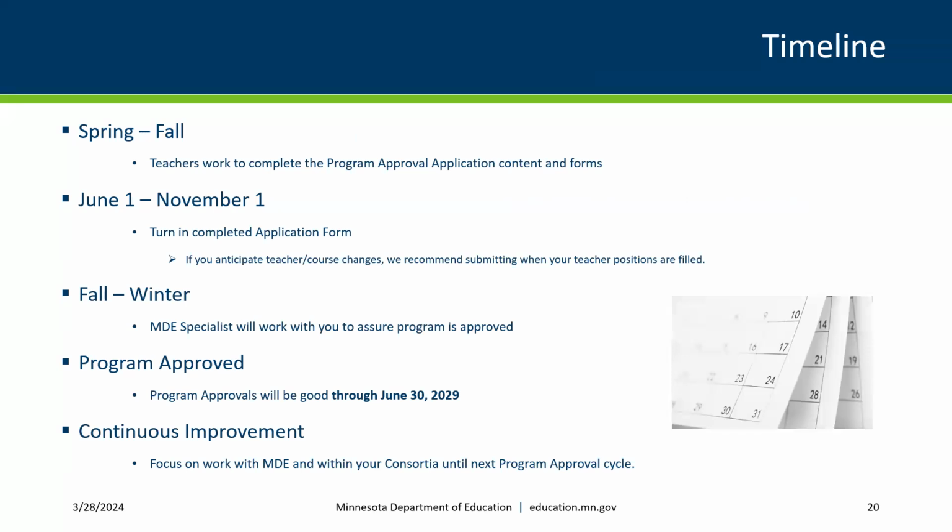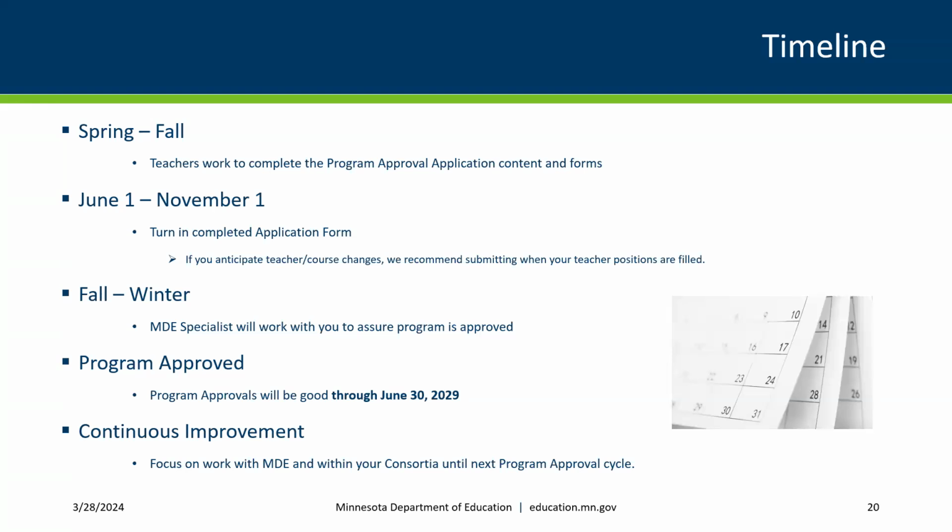This timeline will help you prepare so that you can make the November 1st submission deadline. This spring through fall, you should work on the pre-work for your program approval application. And June 1st, we'll start accepting completed forms. November 1st is that final deadline date.